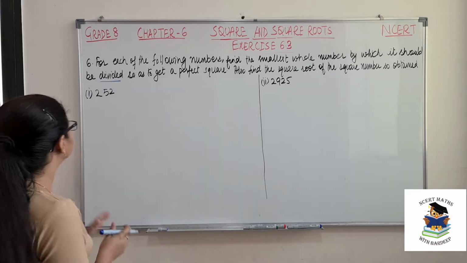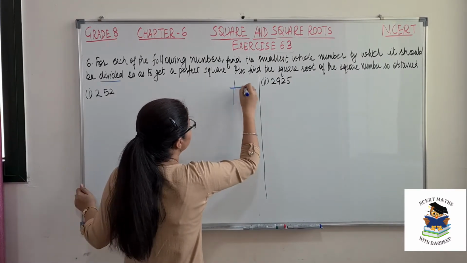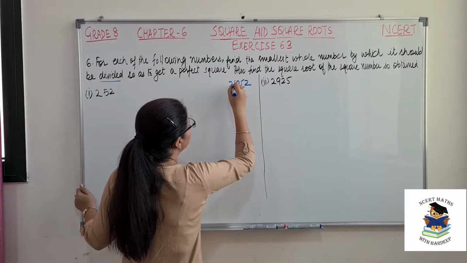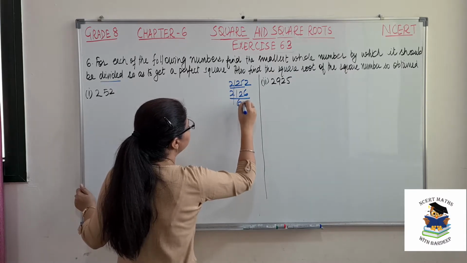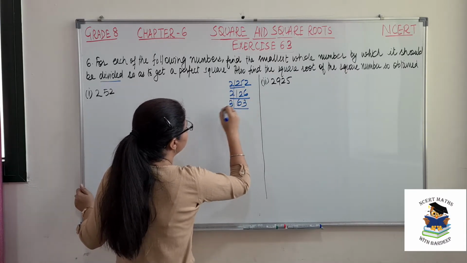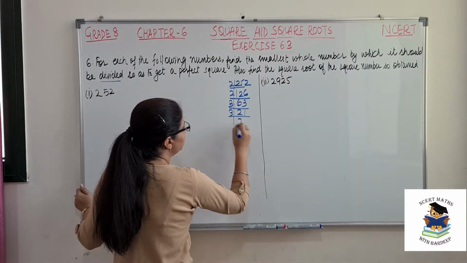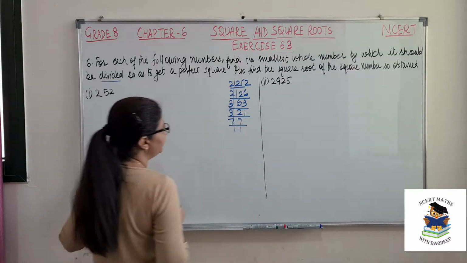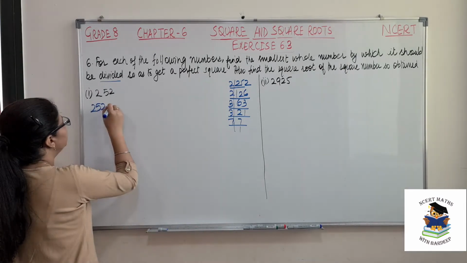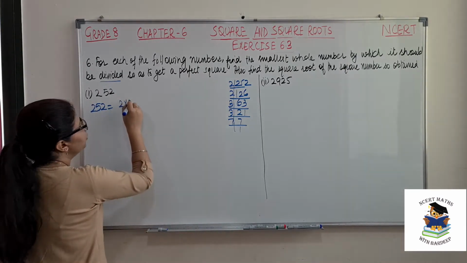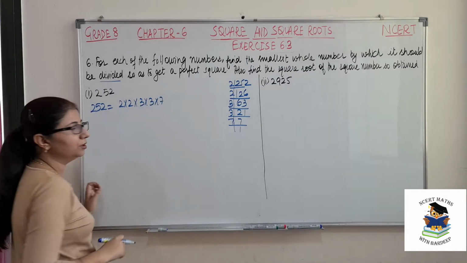So let's see. First is 252. So let's factorize this. 252. 2 ones are 2. So this will be 126. Then this is 63. So in the table of 3 this is 21. So now this is 7 and 1. So let's write the factors here. So 252 can be written as 2 into 2 into 3 into 3 into 7.